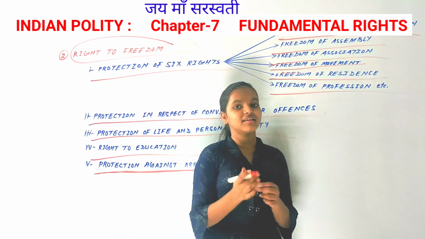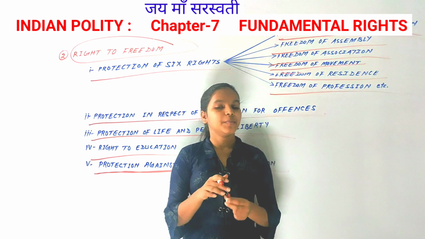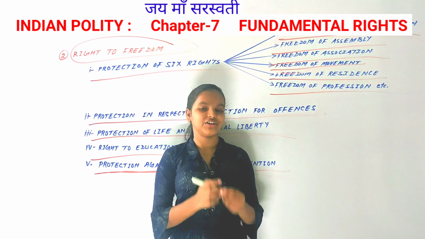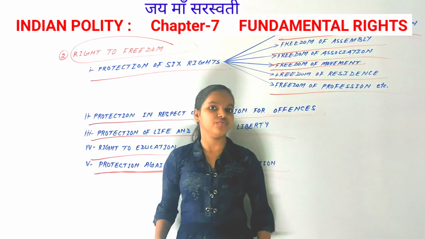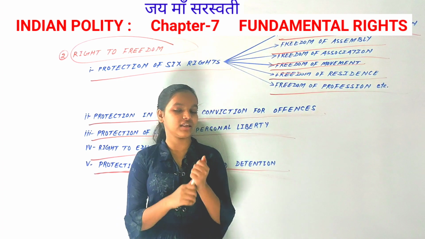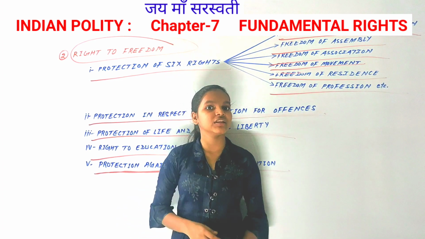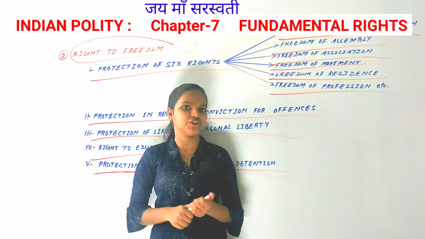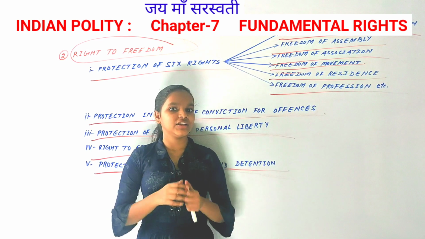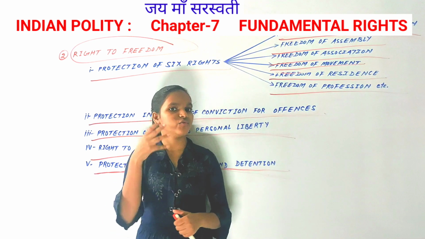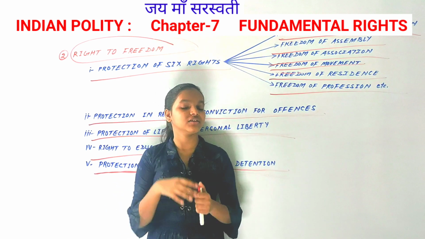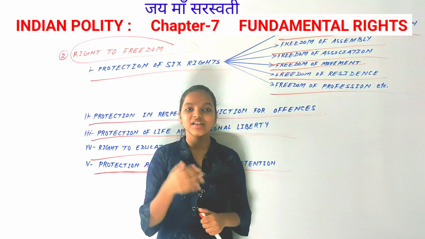Protection against arrest and detention, that is Article 22. We have discussed Article 21A. Now comes Article 22, which grants protection against arrest and detention. Detention can be of two types, punitive detention and preventive detention.